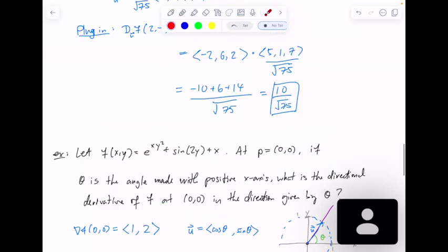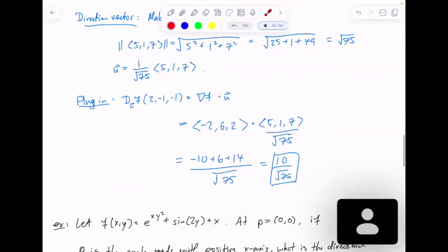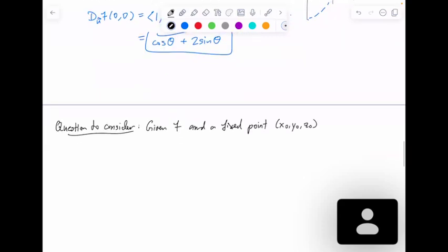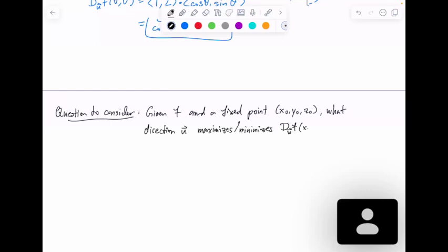Okay, let me go back to my outline because I forgot what I was supposed to go to next. Right, so here's a natural question then. We figured out it's sort of plug and chug to do these calculations. Not very interesting, but here's a question that someone posed in chat earlier. Given f and a fixed point, in this case let's just take R3, just to spice it up a bit, so given f and a fixed point x naught, y naught, z naught, what direction u maximizes or minimizes your directional derivative at that point?